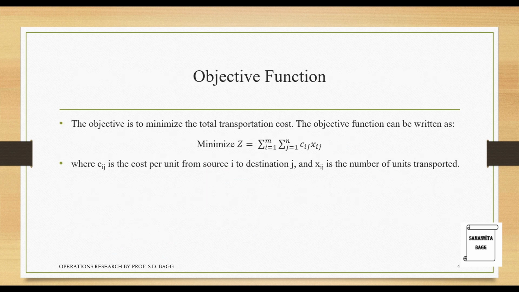Objective function. The objective is to minimize the total transportation cost. The objective function can be written as minimize Z, which is the summation of I is 1 to M and the summation of J is 1 to N of Cij Xij. C is the cost matrix, Xij is the decision variable. So this is given over here. Cij is the cost per unit from source I to destination J, and Xij is the number of units that are transported.